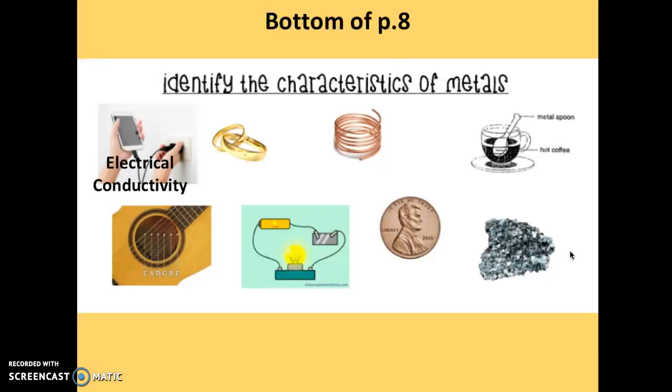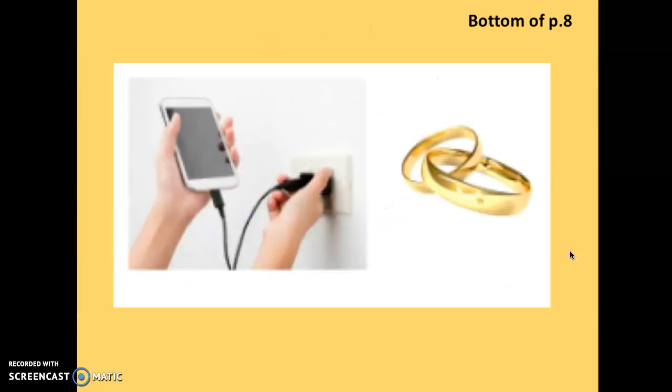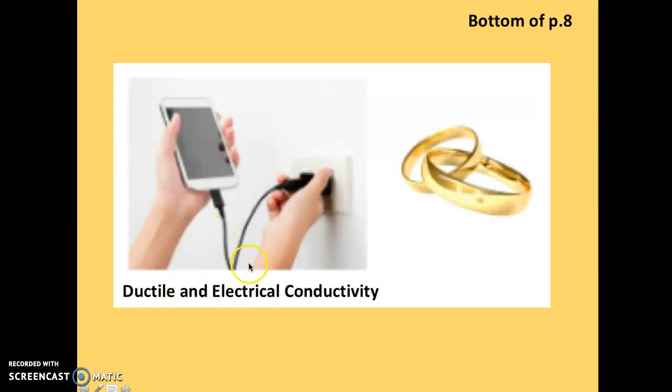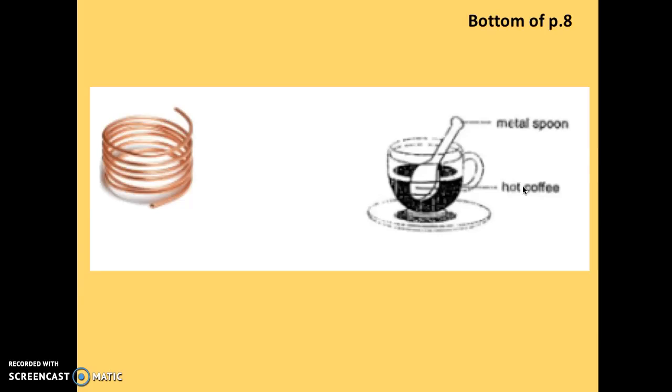All right, at the bottom of page 8, you have some pictures and you are identifying the characteristics of the metals. So you might want to just try these on your own. But the first one is showing an iPhone plugged into the wall outlet. So obviously that's showing electrical conductivity. The cord is also showing that it's ductile, right? So there is some metal inside that cord. Gold rings are going to be malleable. They were able to form them into rings, so this gold is malleable. It's also shiny. All right, this wire is ductile.